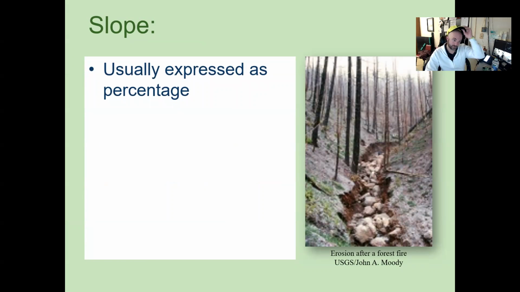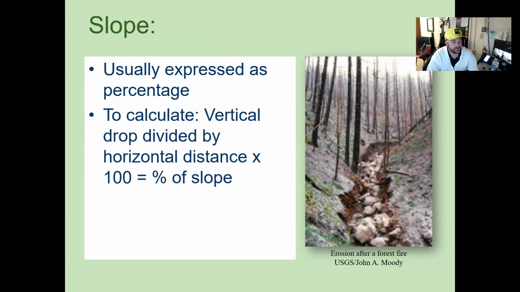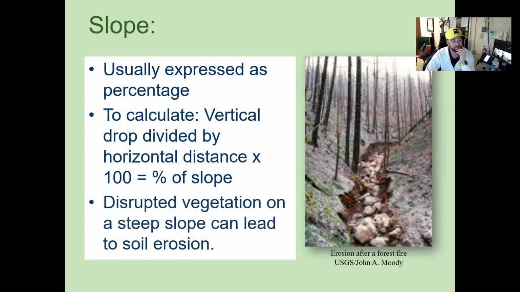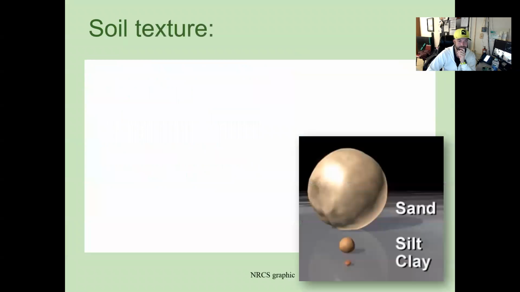Slope, which is usually expressed as a percentage. To calculate, you take vertical drop divided by horizontal distance and multiply by 100, which will equal the percentage of your slope. On the picture to the right here, we have some erosion going on after a forest fire, and this would be a disruption to vegetation on a steep slope.